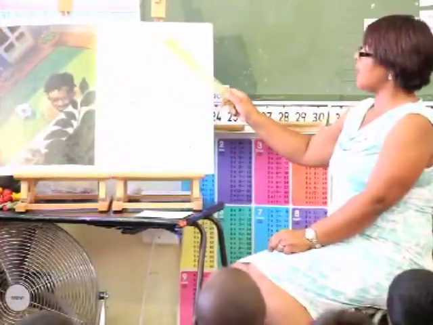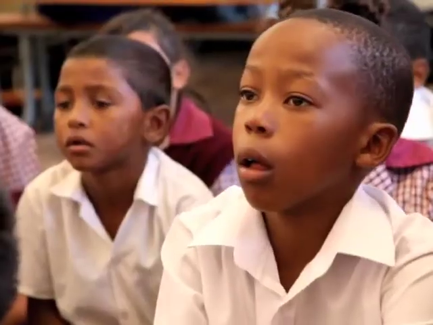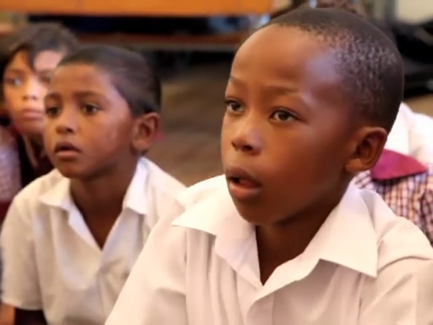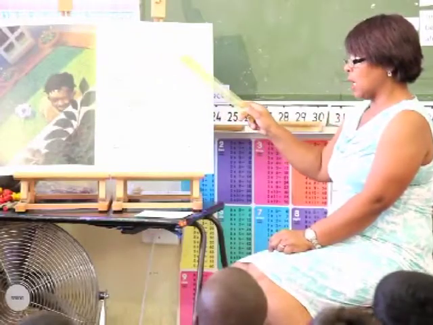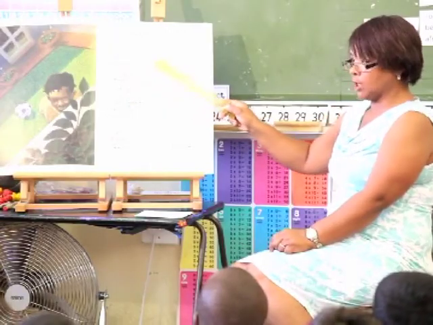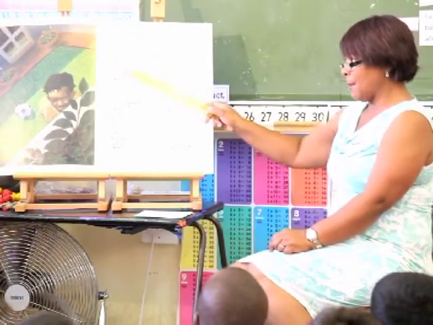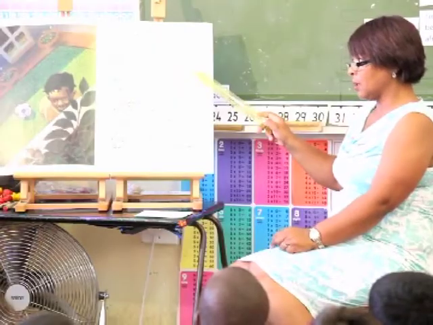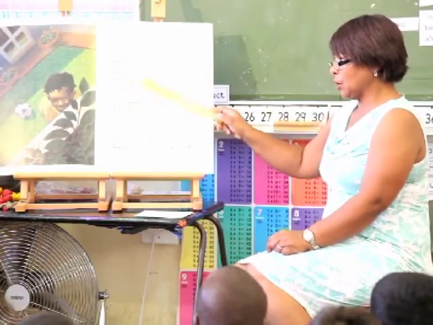I will start reading the story to them. When I read the story to them, I use a pointer and I slide under the words so that they can see exactly where I am reading and how the words are pronounced.